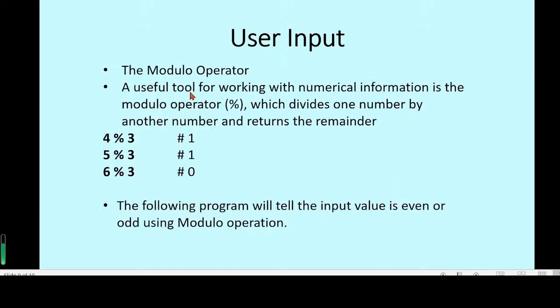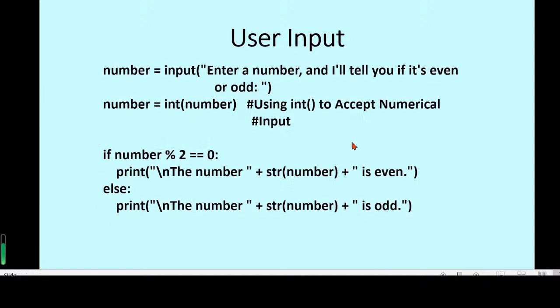The modulo operator. A useful tool for working with numerical information is the modulo operator, which divides one number by another number and then returns the remainder. So we use the percent symbol for the modulo operation. For example, 4 modulo 3 will get 1, and 5 modulo 3 will get 2 here.